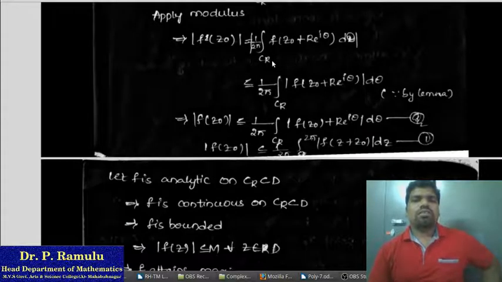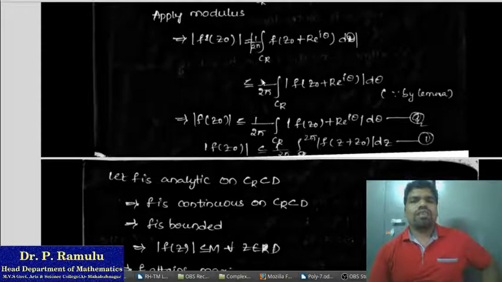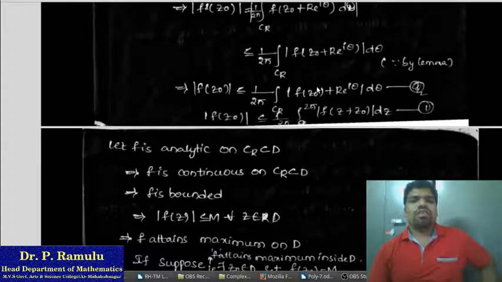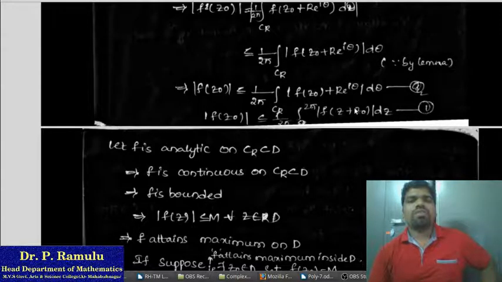So we know this by the integral lemma, which we stated as a theorem in unit 2. It is less than or equal to 1 by 2 pi integration over CR of |f(z0 plus r e power i theta)| d theta, by using the lemma we already stated. So this is less than or equal to this. That means the modulus goes inside, which implies I am writing here |f(z0 plus r e power i theta)|.